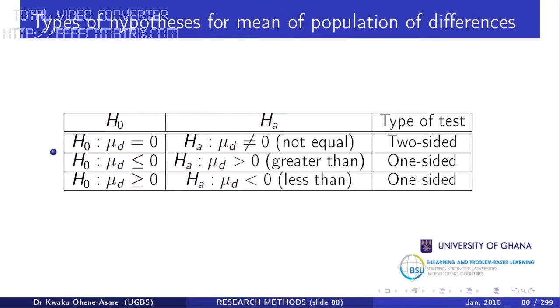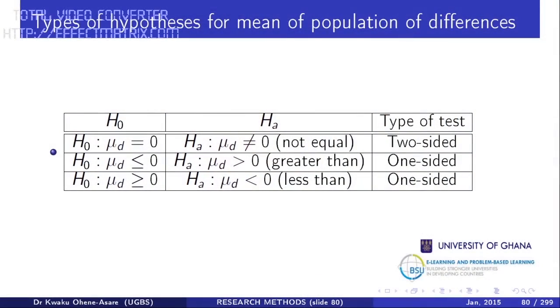Now, the slightly difficult area with this one is how to write the hypothesis. You remember when we were doing the one sample hypothesis, it was quite difficult for people to write at least, at most, and all those things. Well, this is two sample. Even the one sample, some were finding it hard. But this one is two samples. So let's see how we can write the hypothesis.